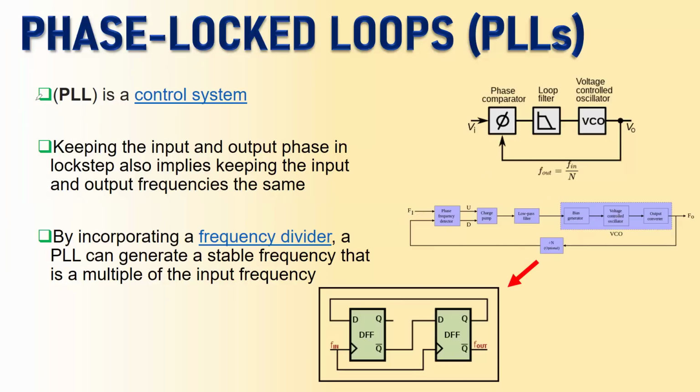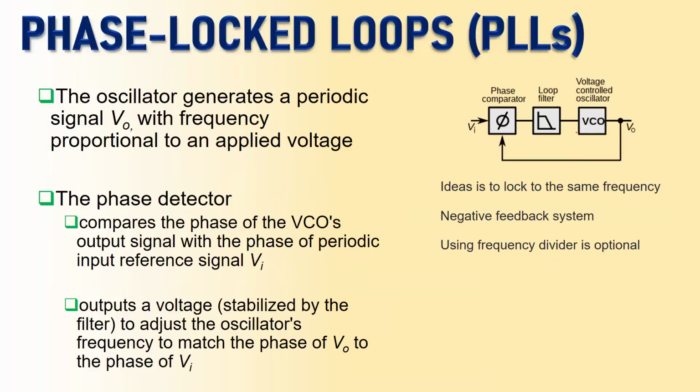Now we want to see what comes next. So just to summarize, we see that the oscillator right here is generating the periodic signal V naught with a frequency proportional to the applied voltage.